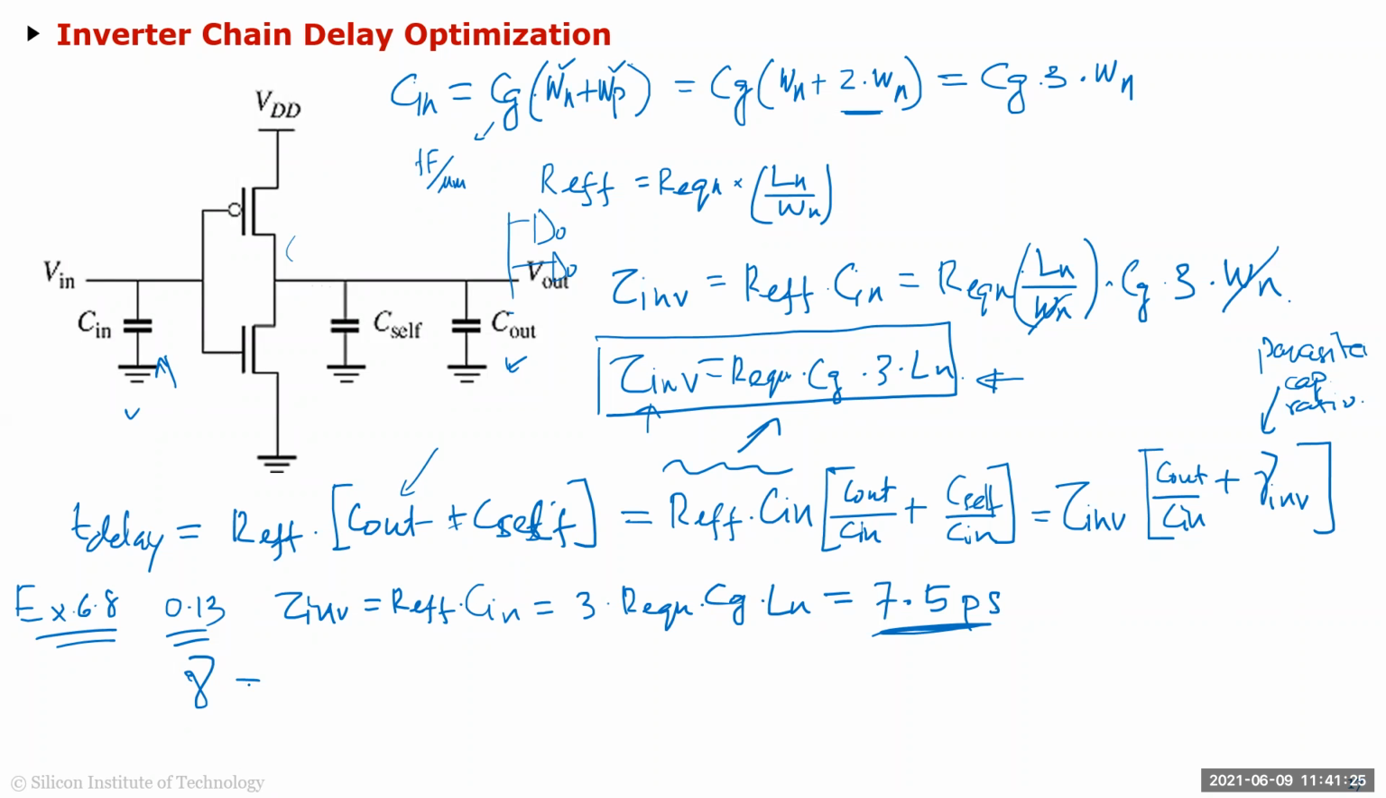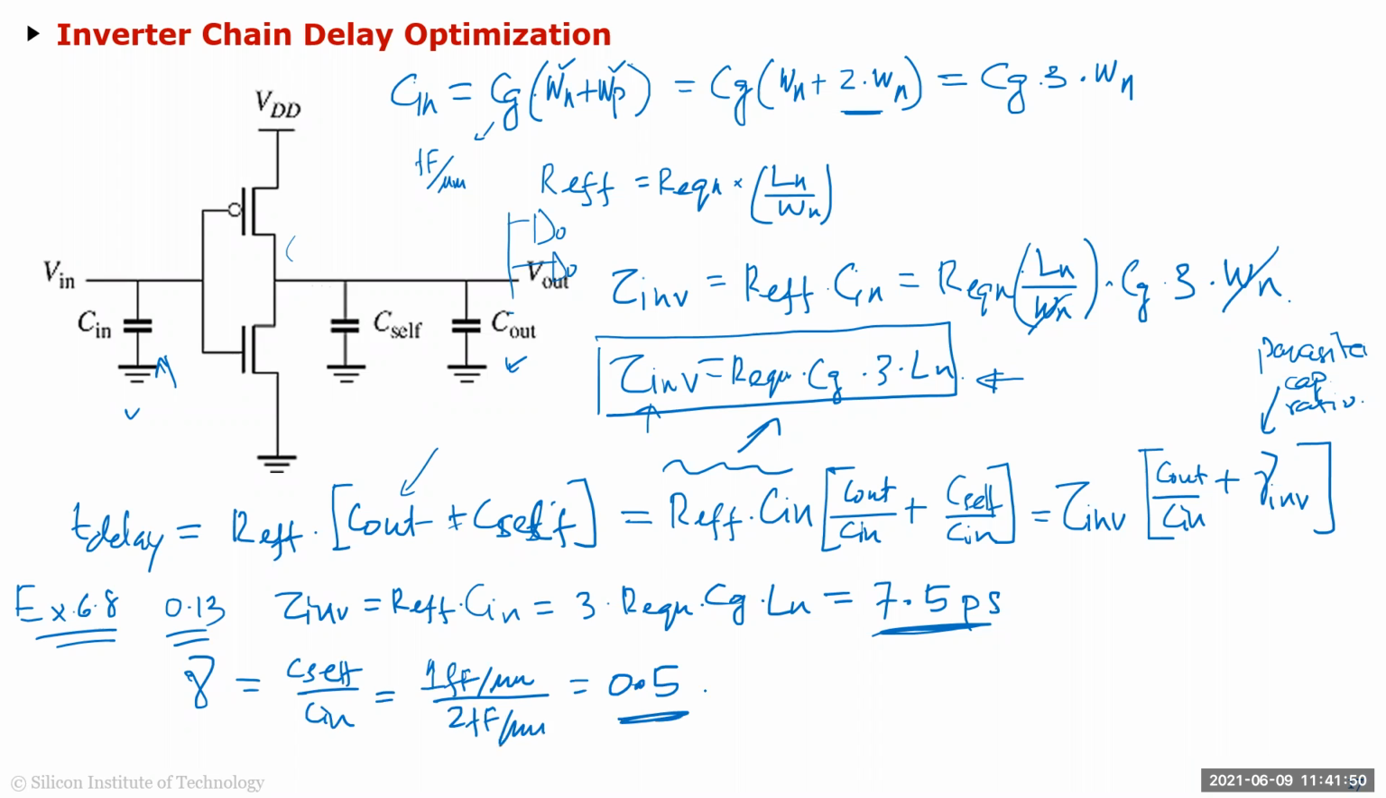Okay, and then gamma for that technology is C self by C in, and if you calculate this using the values in the table, it's 1 femtofarad per micrometer by 2 femtofarad per micrometer, which is about 0.5. Some numbers just to give you an idea of what it looks like.